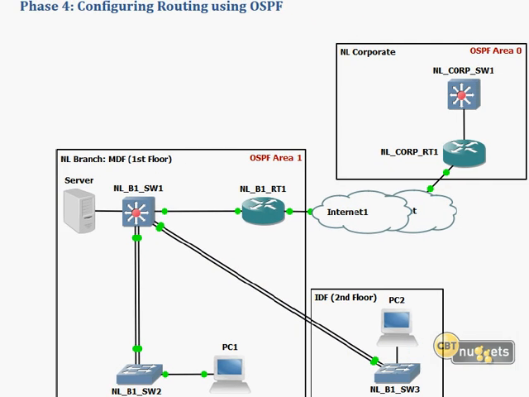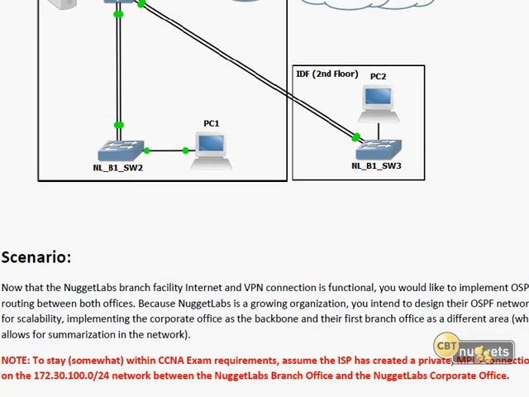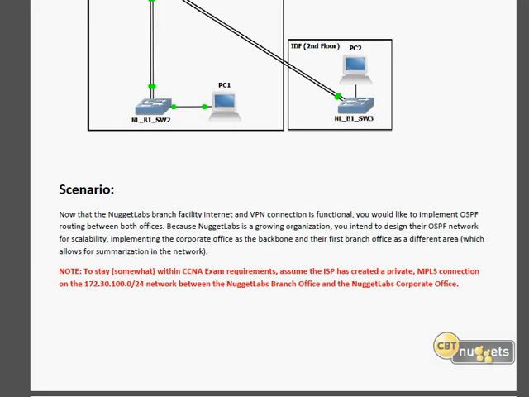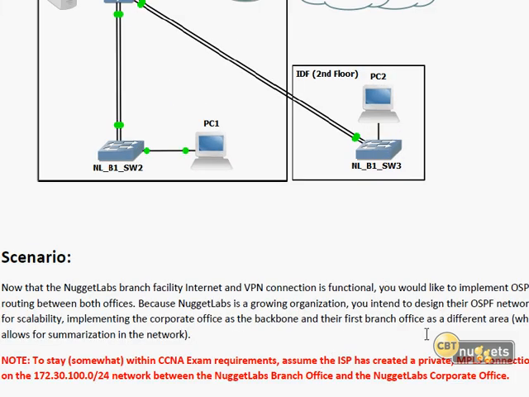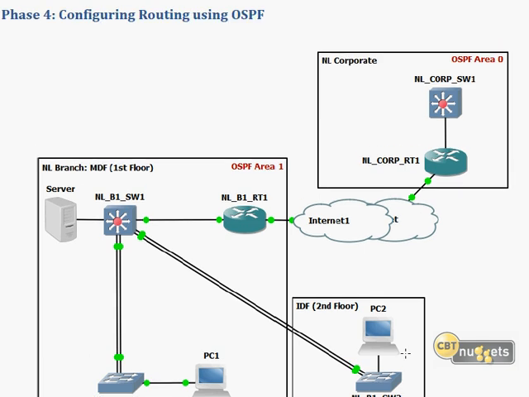So let's bring the scenario into the picture, and let me read through this. Now that the Nugget Labs branch facility internet and VPN connection is functional, you would like to implement OSPF routing between both offices. Because Nugget Labs is growing, you intend to design their OSPF network for scalability, implementing the corporate office as the backbone, and their first branch office as a different area, which allows summarization in the network. Well, let me summarize what that's saying.